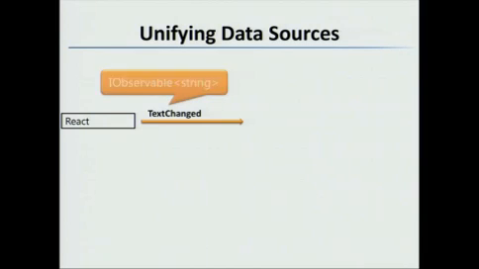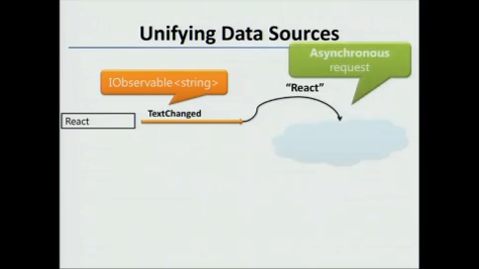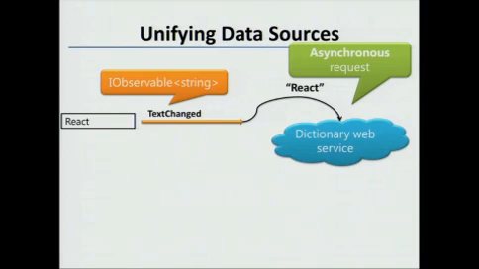Okay, so unifying. So here we have a little text box. We're typing along with React. That's like the prefix of the string I'm typing. And each time I type, what I want to do is surface an event stream of strings, which is the current prefix. So I have the text changed event, and as it changes, for example, when I have the prefix React, I want to raise that event, and then off it goes to the server. And so we send this off as an asynchronous request. So there's an event going on here, and there's an asynchronous request here. So we have like 2 forms of asynchronous data streams already.